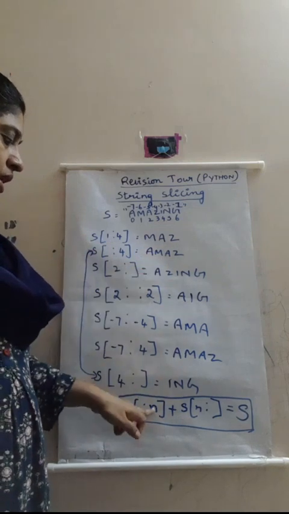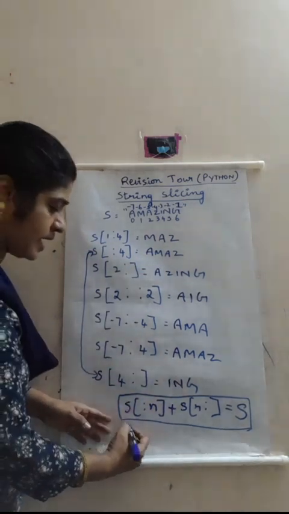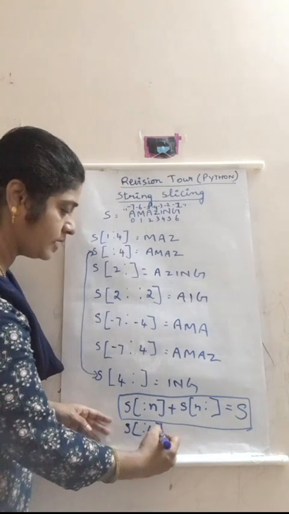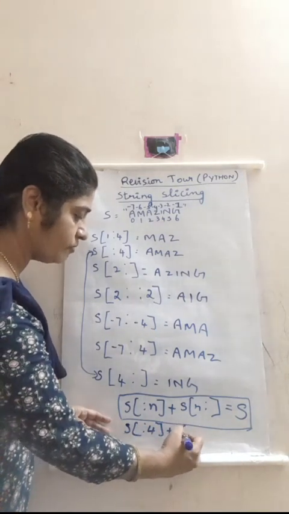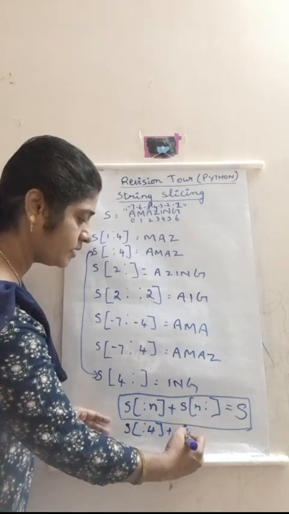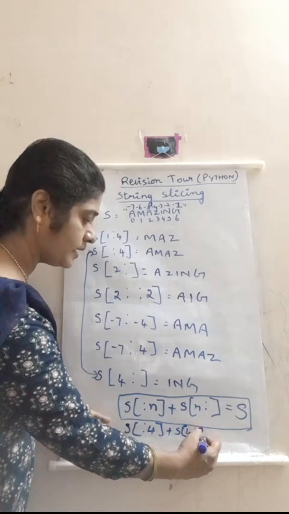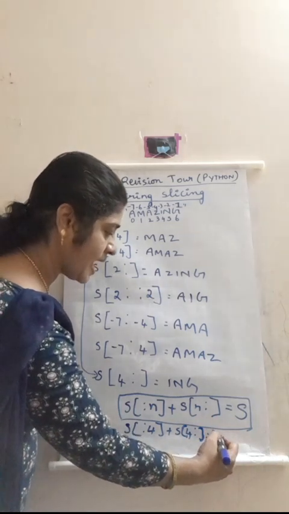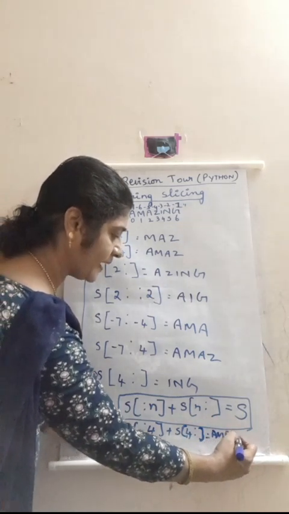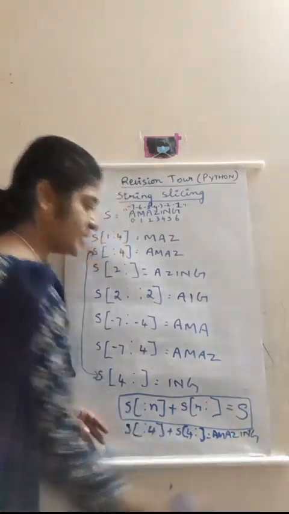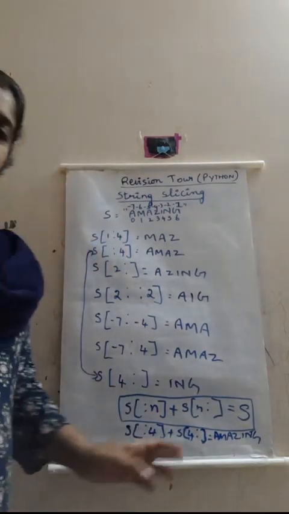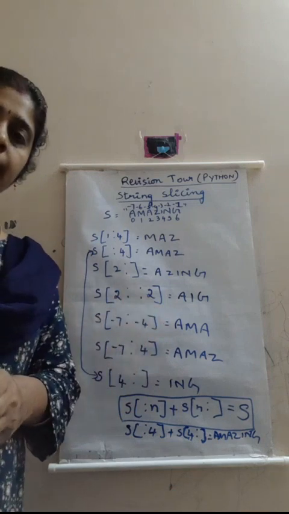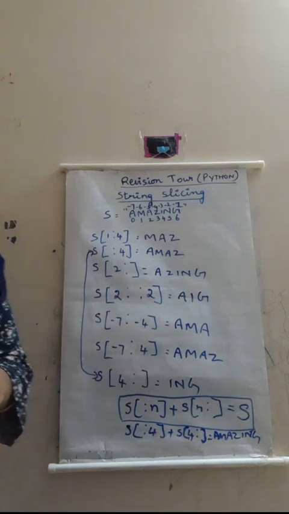If you combine these two, s up to 4, and then s starting from 4, it will give you the answer amazing. The whole string you will get. Okay, so this is how string slicing works.